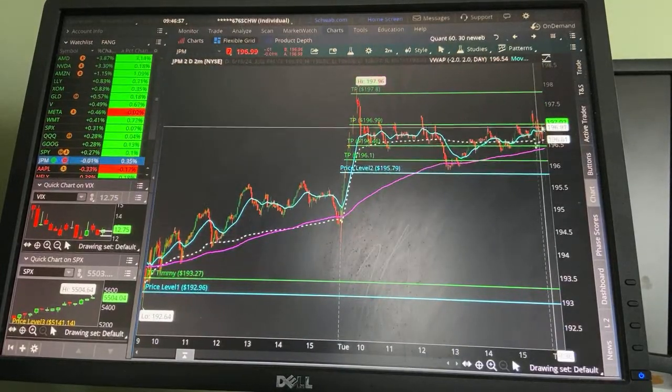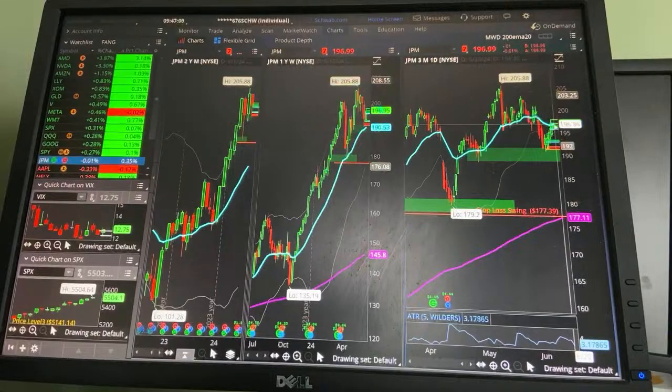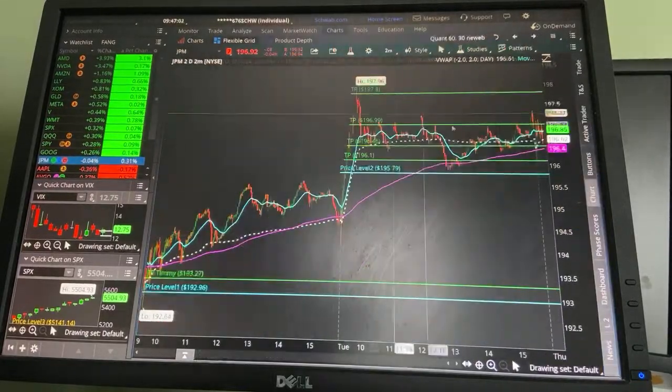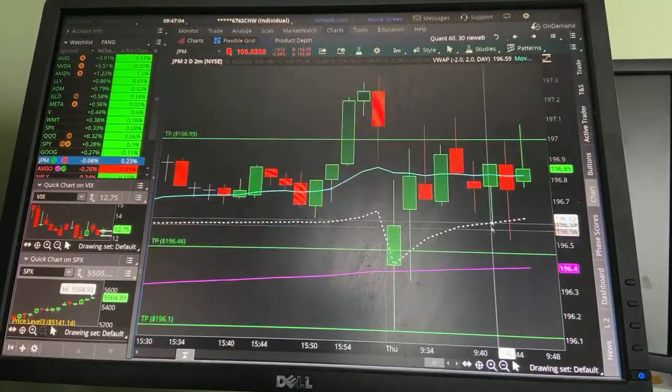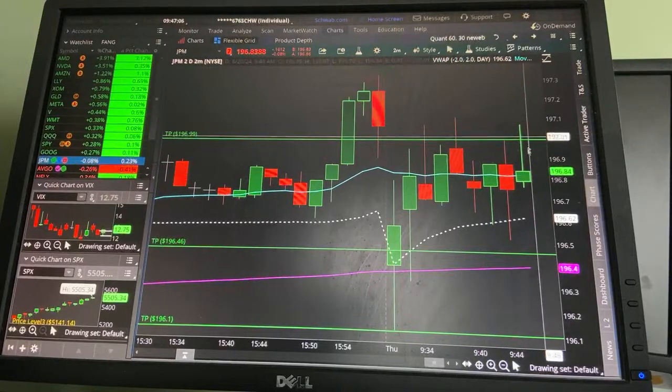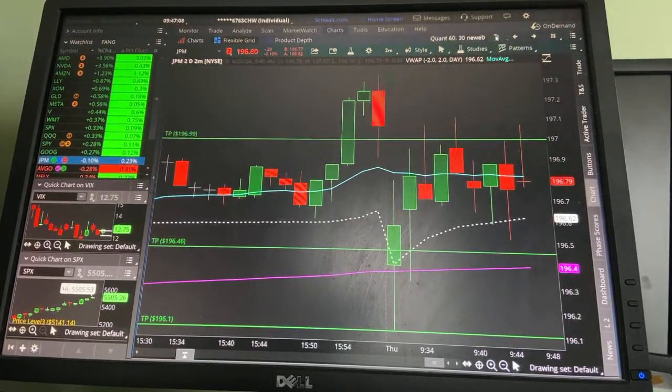JP Morgan might be on the radar too. Monthly, weekly, daily looks good. This thing might pop a bit here. It's basing. So JP Morgan, I'll put on the radar, but it has to do something here and break out. It has to have a positive COG here with some follow through.